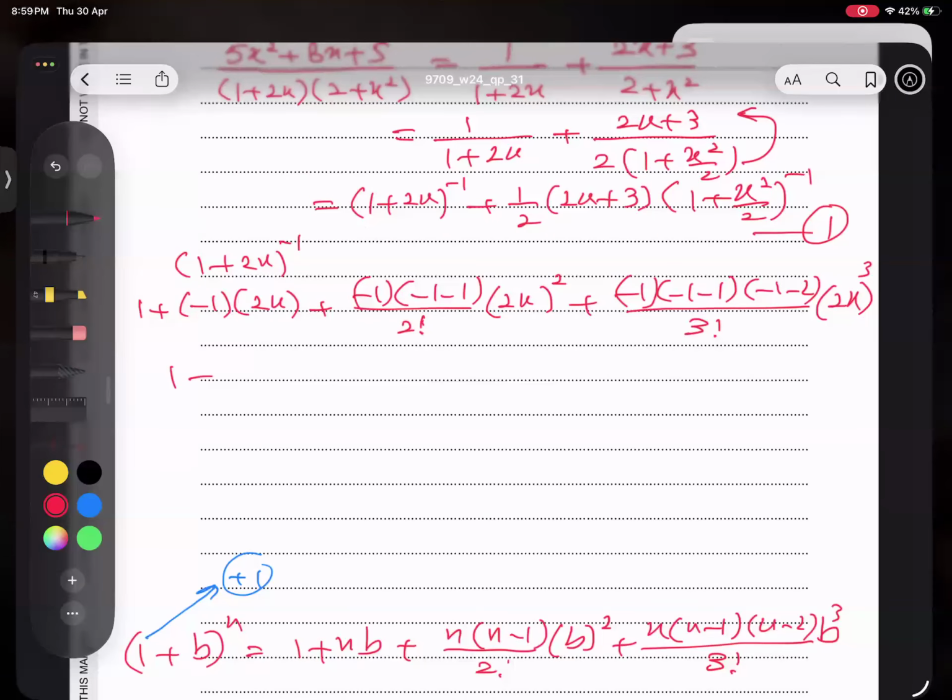So I'm getting 1 minus 2x, students, and this is fully cancelled. And I'm getting 4x to the power 2 here. And this cancel gives us minus 1. Okay, minus 3, minus 2, yes, minus 1. So I'm getting negative 8x to the power 3. So the first expansion, students, is done.